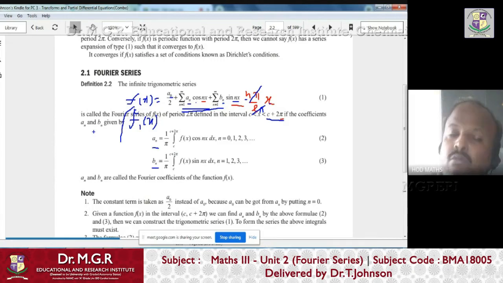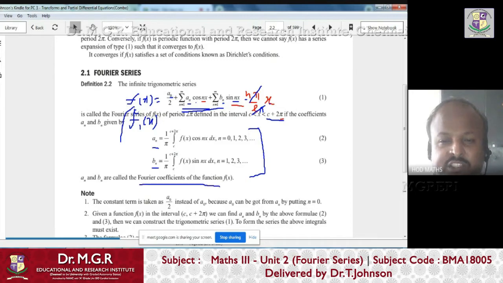So throughout the Fourier series, throughout Unit 2, the only thing you have to find for all Fourier series problems is these two things, the an's and bn's. They are called the Fourier coefficients of the function f of x. So if you know the Fourier coefficients by evaluating these integrals, then you can directly substitute the Fourier coefficients here in the Fourier series. So this is a standard representation.